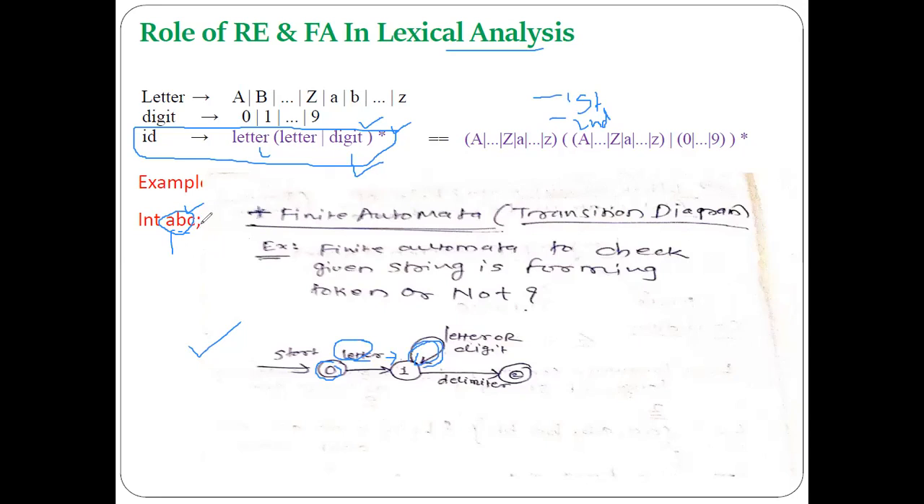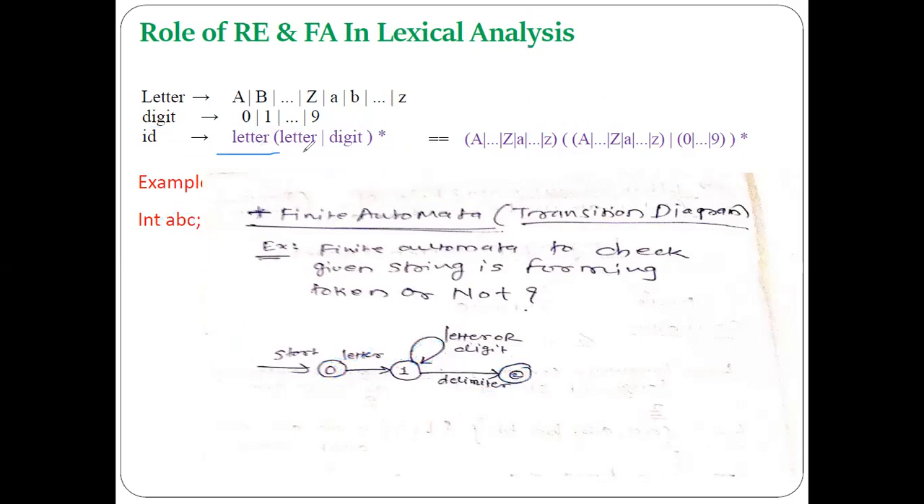Okay. Now after the C, what is there? There is a semicolon. That semicolon is also called a delimiter. So after the C, there is a delimiter. This is mentioned here, delimiter, and with this delimiter we reach the final state. Now you can see for this regular expression we have this finite automata, and in this finite automata we are reaching the final state.